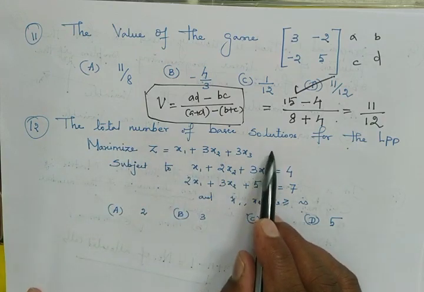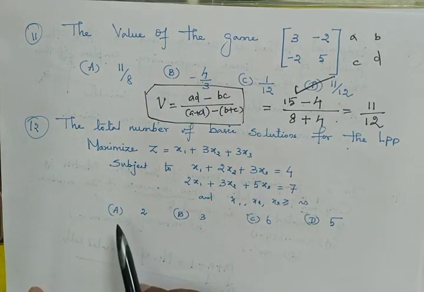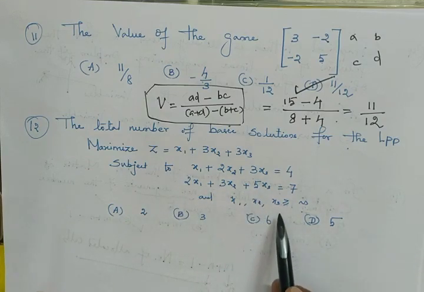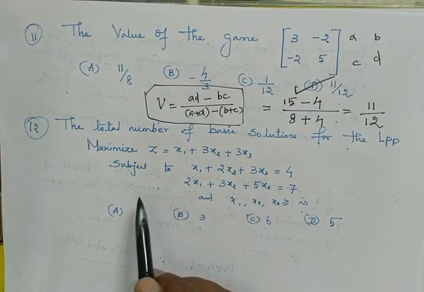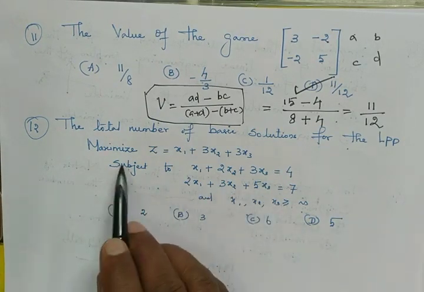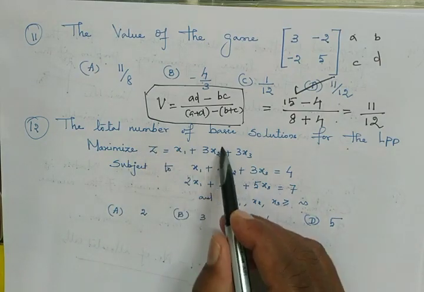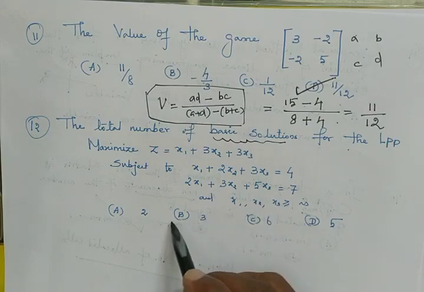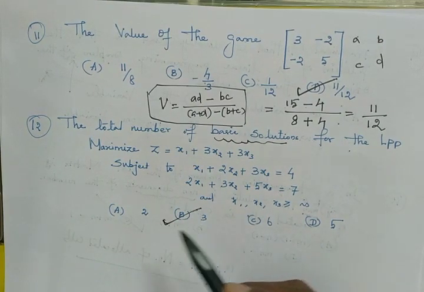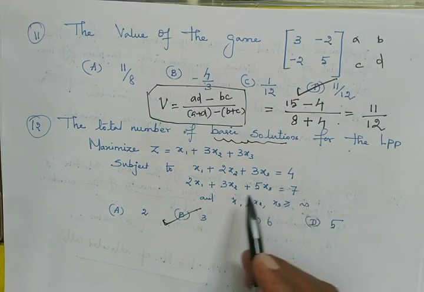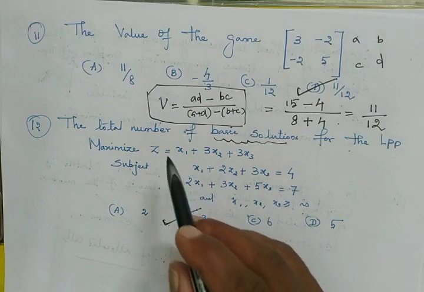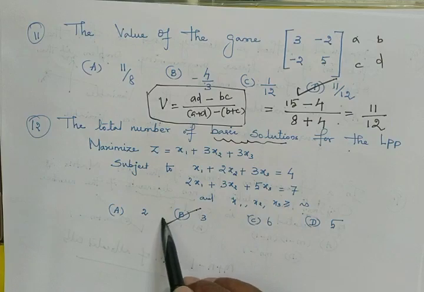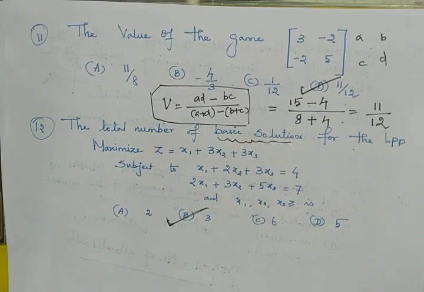The total number of basic solutions for the LPP. So here the two constraints are given. How many variables are given? X1, X2, X3. Using only these 3 variables, they formed the constraints and the objective function. So the question is the total number of basic solutions. How many basic variables are involved in these 3 variables? Using these 3 variables only, you can define the objective function and find the constraints. Those 3 variables, x1, x2, x3, are involved. These variables are called the basic variables.